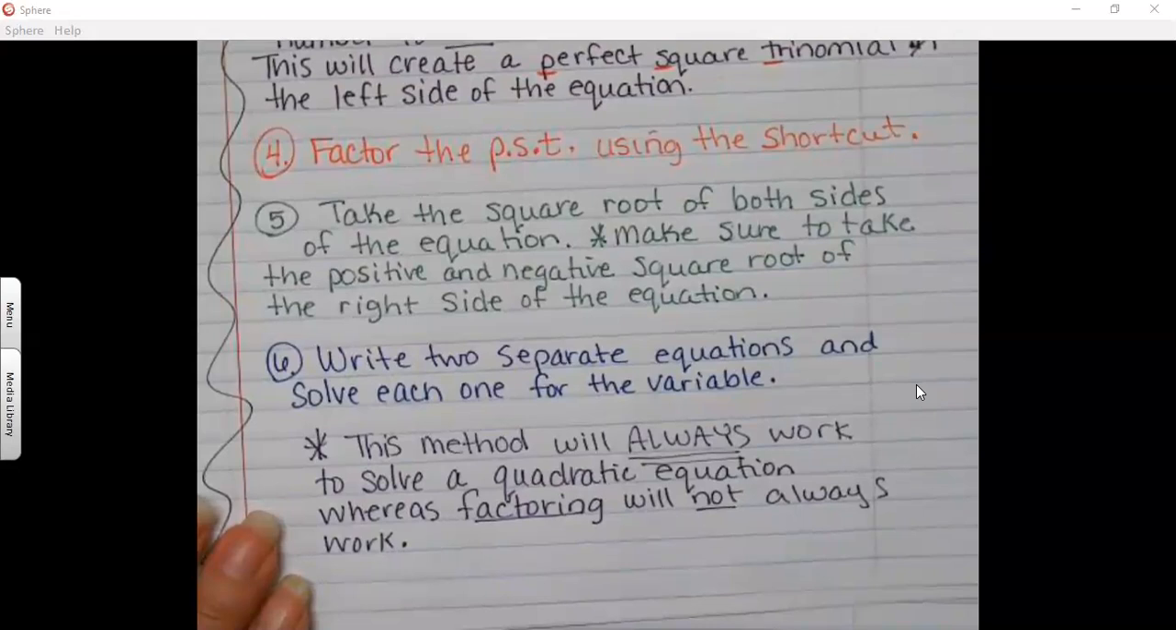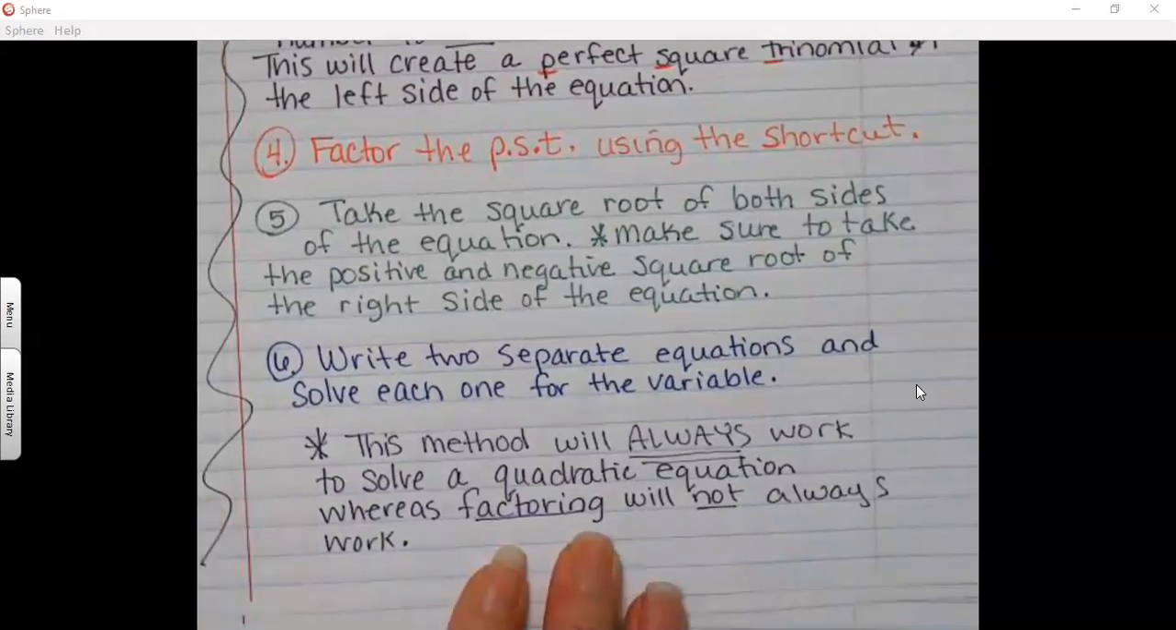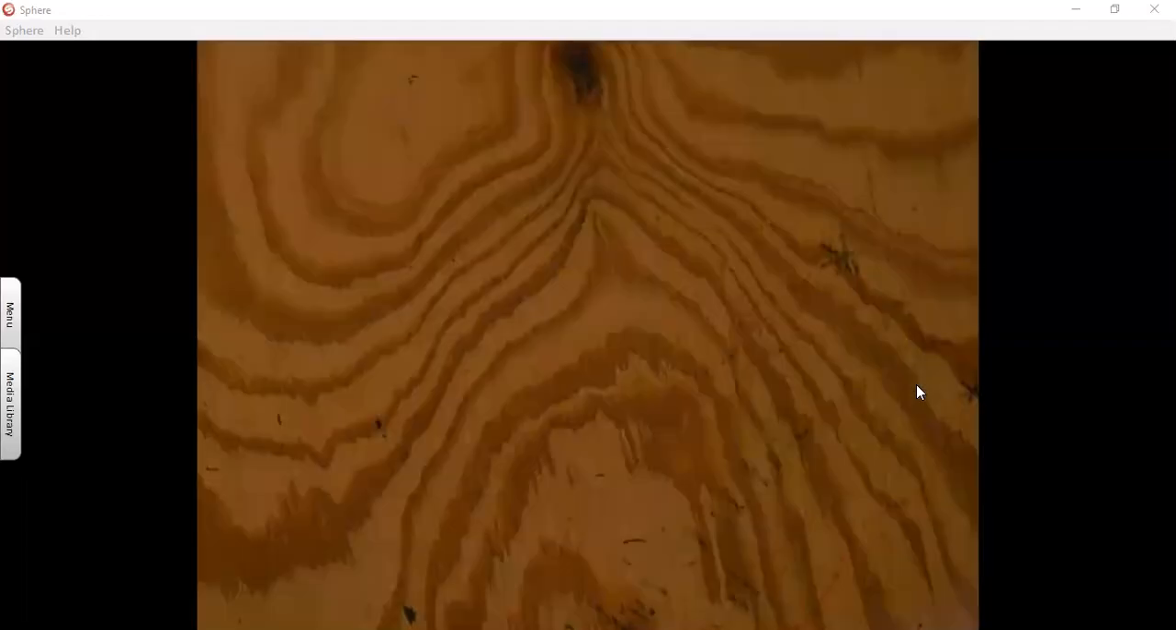So let's do some examples. And I have, before y'all ask, 4 examples to do. Okay? Example 1. And I'm just going to write the directions on the first one. Solve by completing the square.